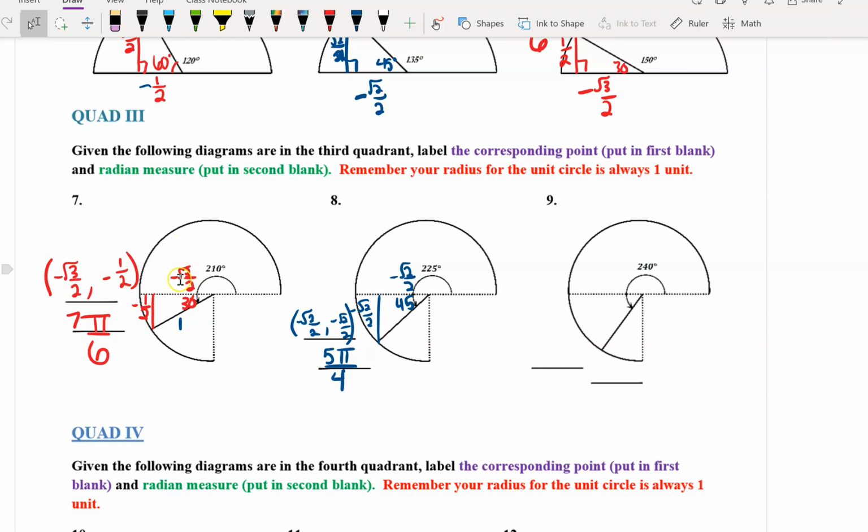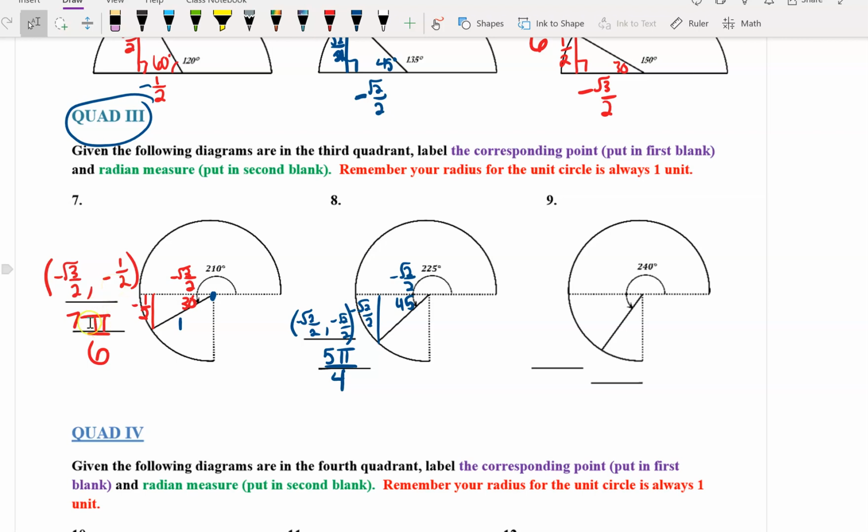I made them both negative because the x-coordinate is going to be negative, since we're going to the left of the origin, which is right here. And the y-coordinate is going to be negative because we're going down. So anytime we're in quadrant 3, x and y will both be negative. And that's a really important thing to remember, where our signs are positive versus negative.